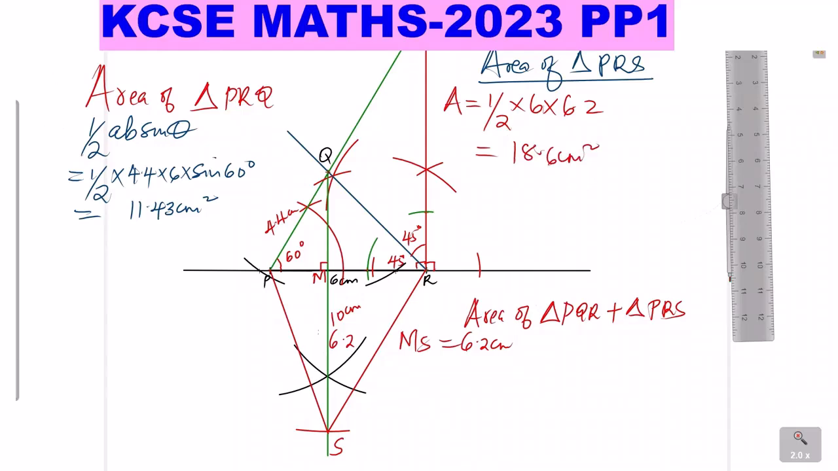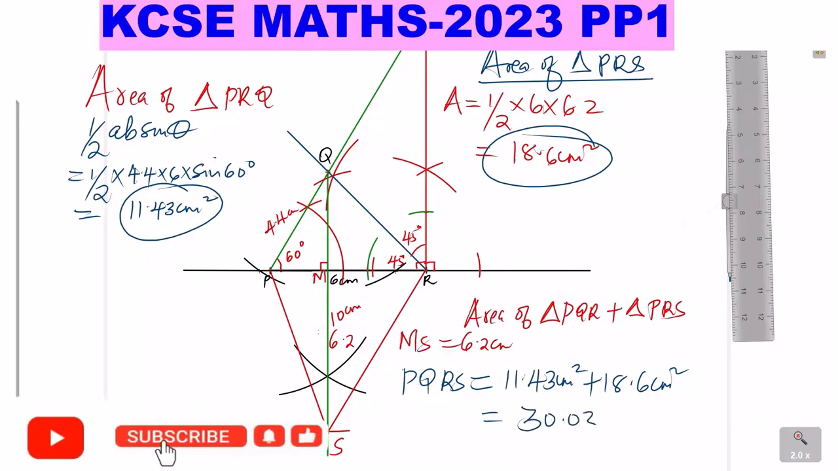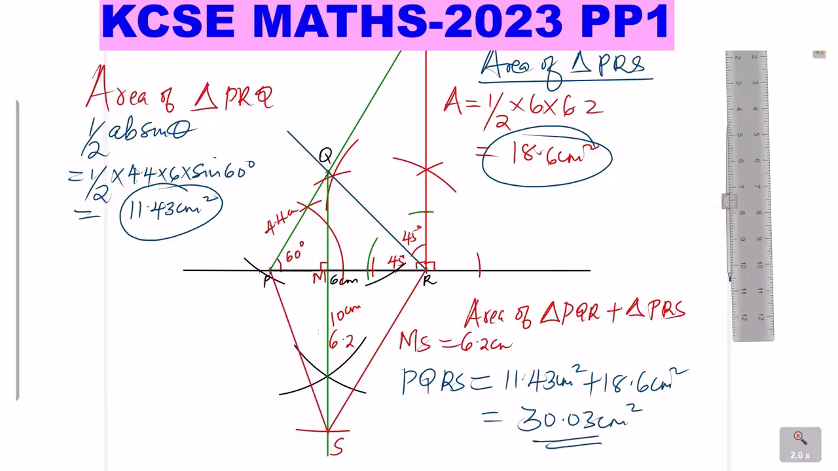So now we have the areas of the two triangles. Therefore, the area of the quadrilateral PQRS will be given by the area of triangle PRQ, which is 11.43 centimeters squared, plus 18.6 centimeters squared. So add the two, and this will give 30.03 centimeters squared. And that is how we're supposed to solve that question.